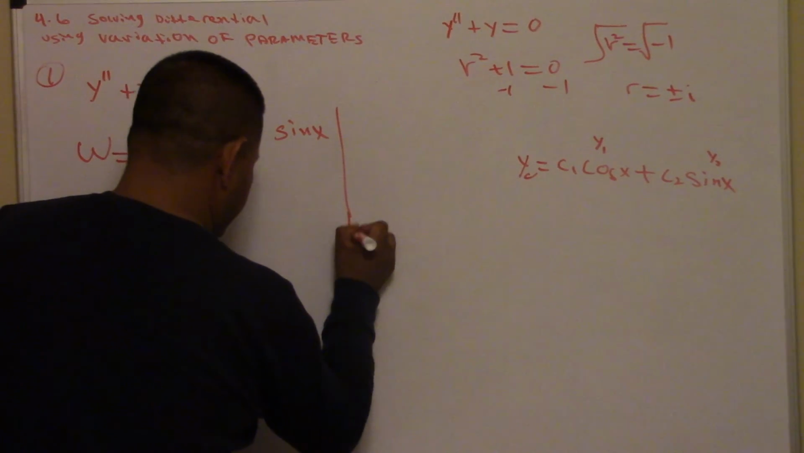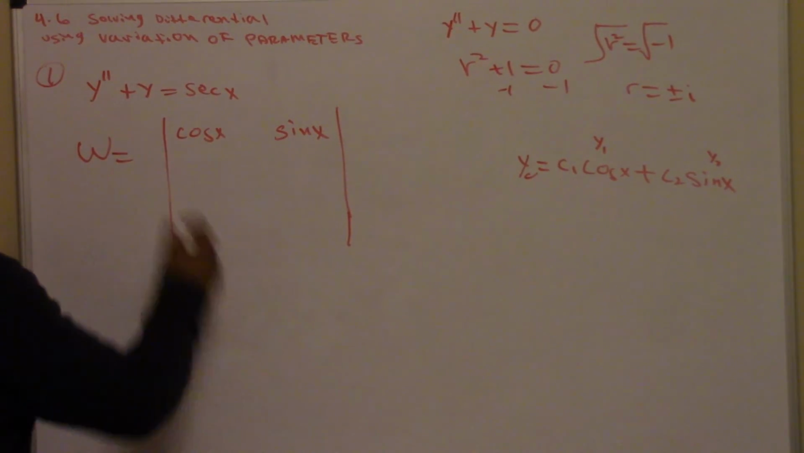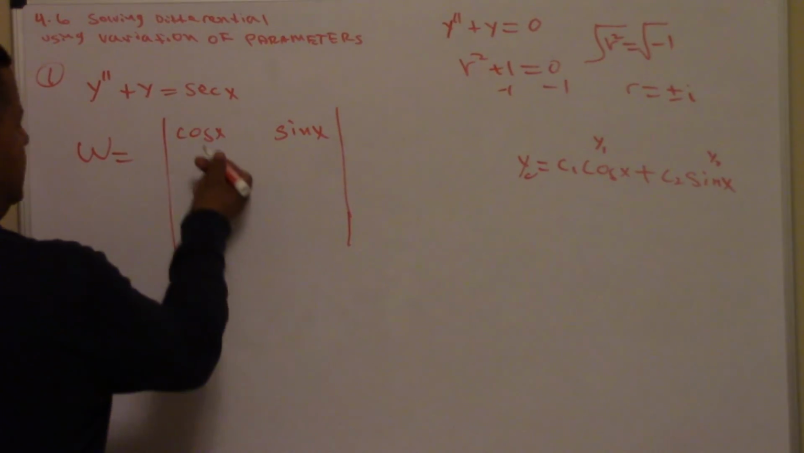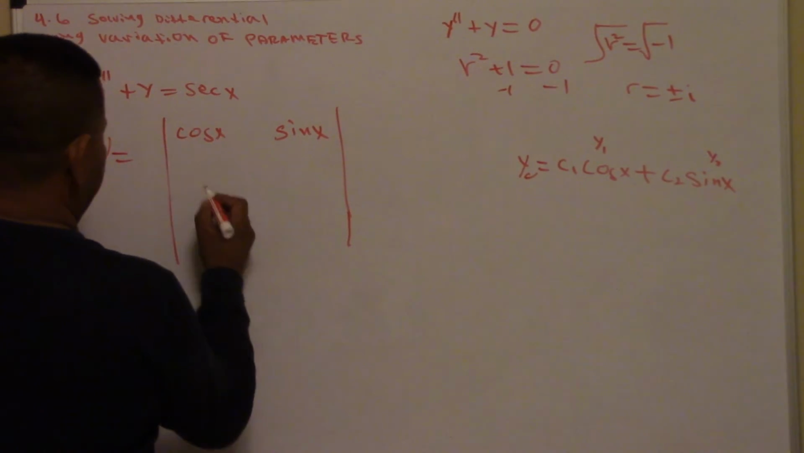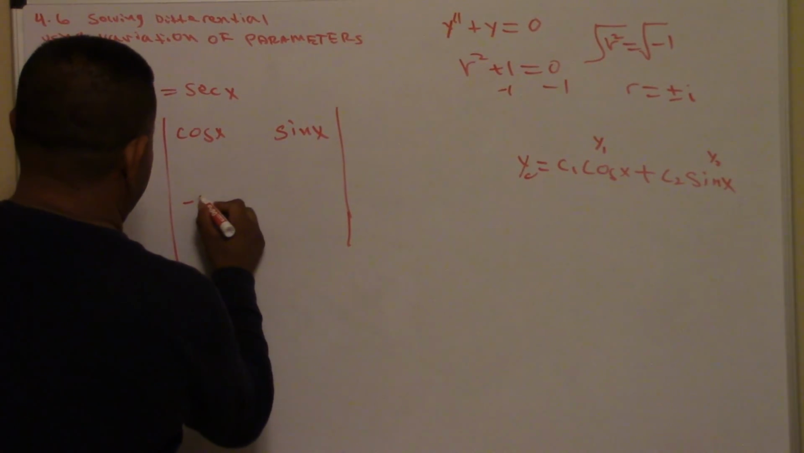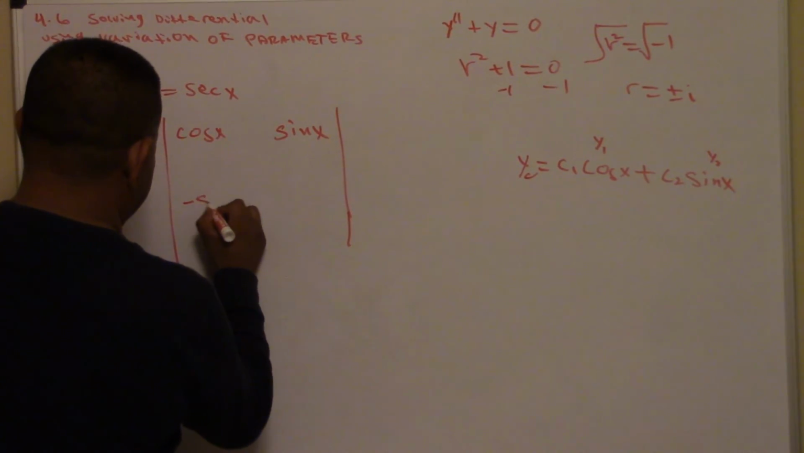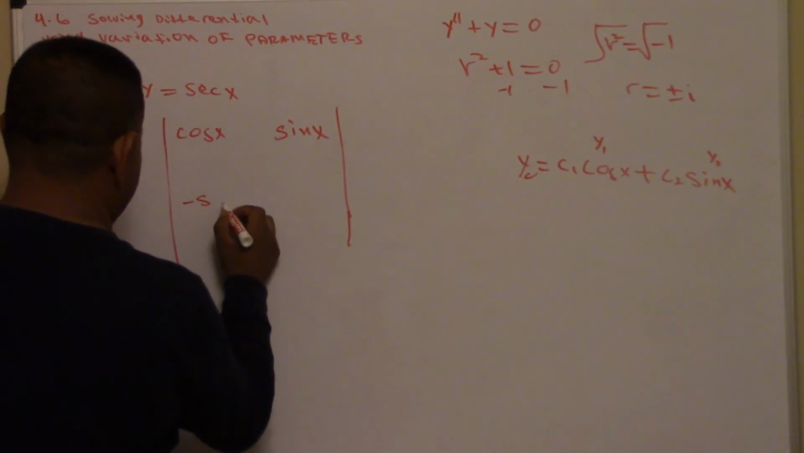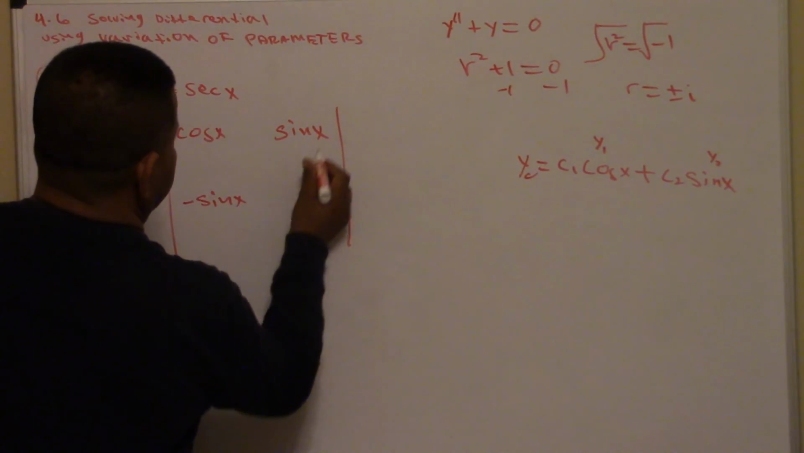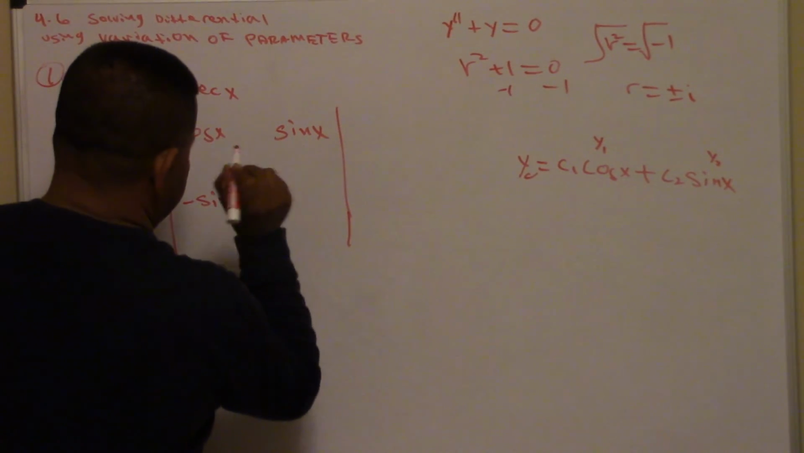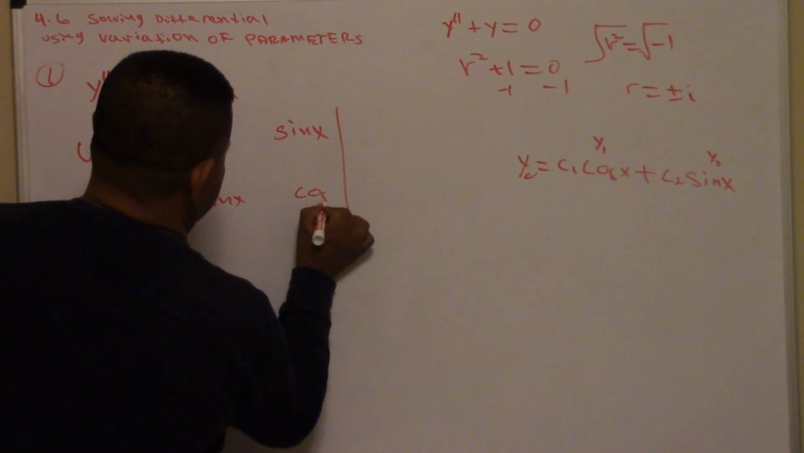Now I'm going to take the derivatives. The derivative of cosine is negative sine, right? The derivative of sine is cosine, okay?